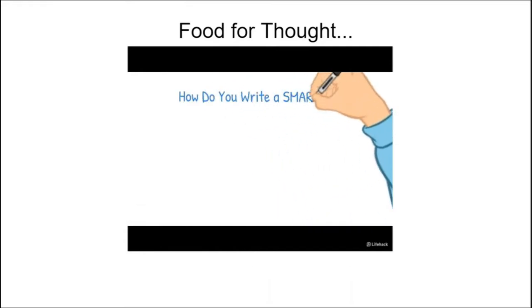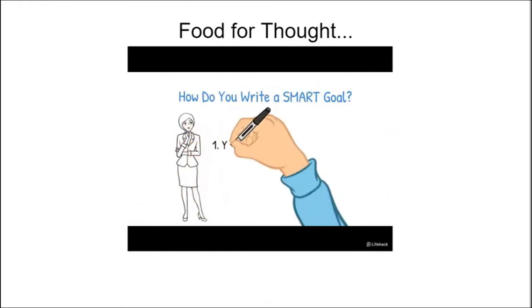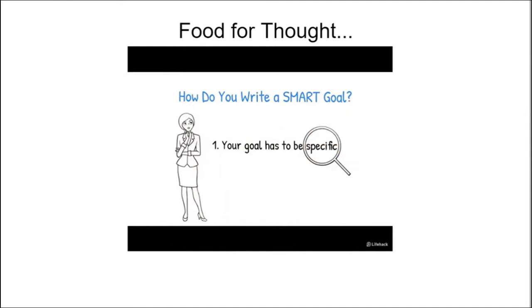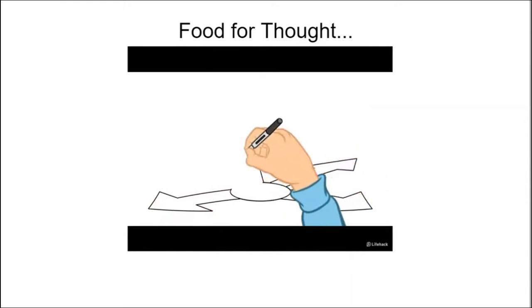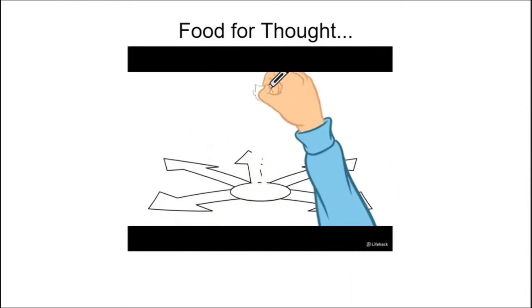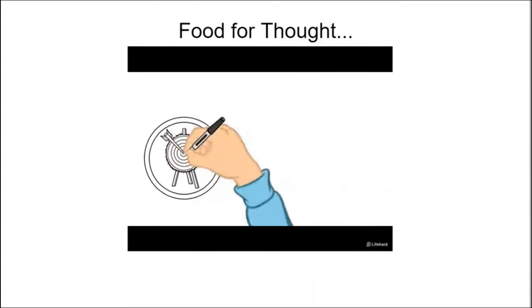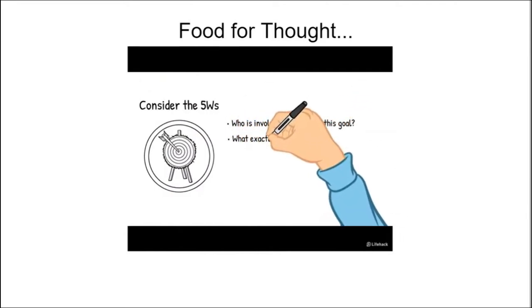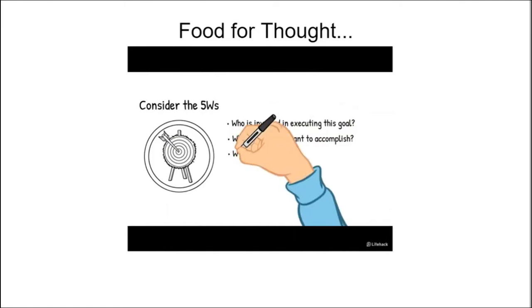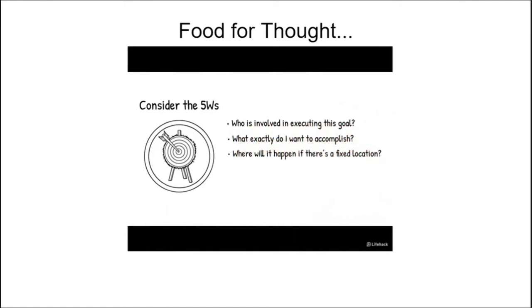So, how do you write a SMART goal? First and foremost, your goal has to be specific. Be as clear and concise as possible, because whether it's your team or yourself, whoever has to carry out the objective needs to be able to determine exactly what it is they are required to do. To ensure your goal is as specific as it can be, consider the 5 W's. Who is involved in executing this goal? What exactly do I want to accomplish? Where will it happen if there's a fixed location? When should it be done by? Why do I want to achieve this?